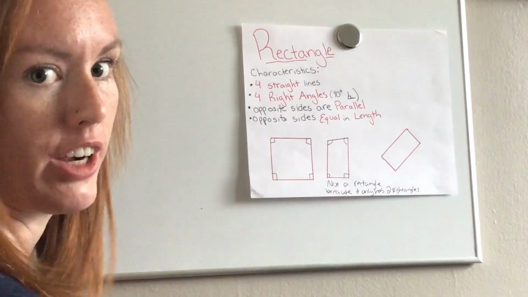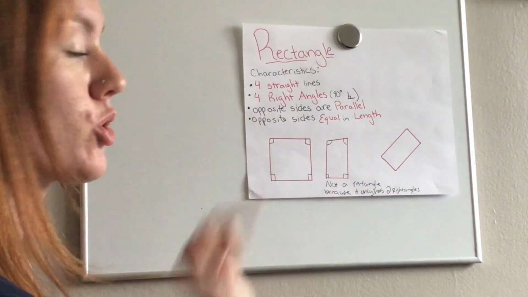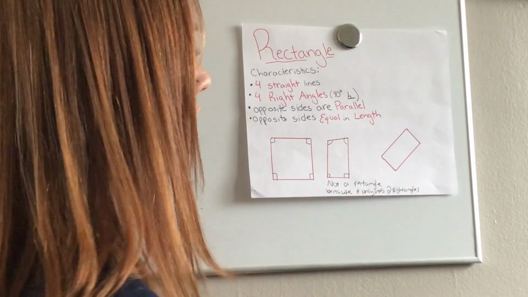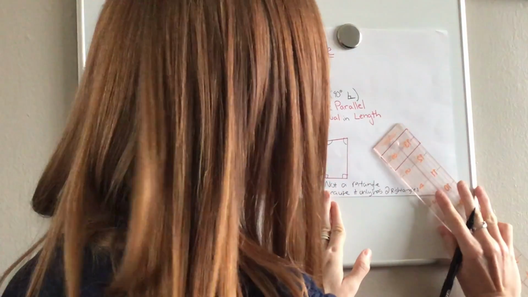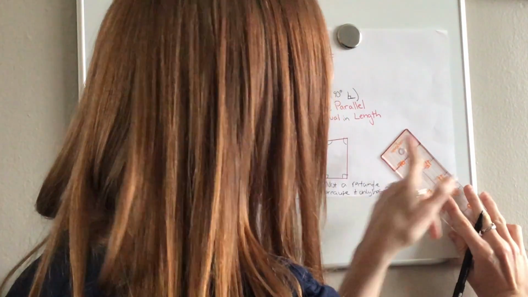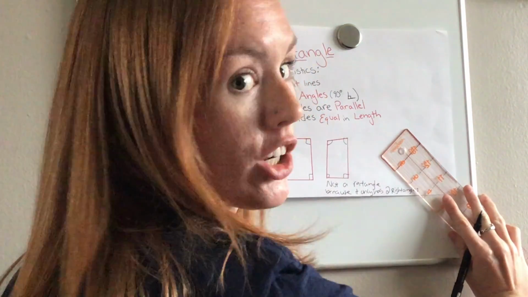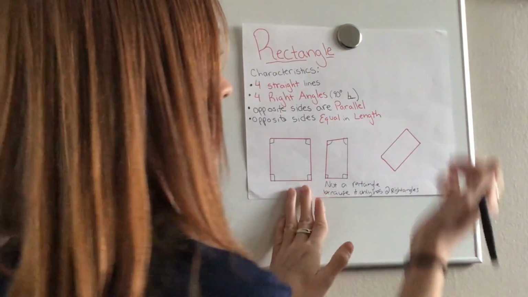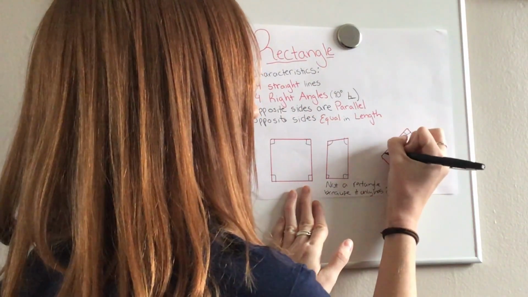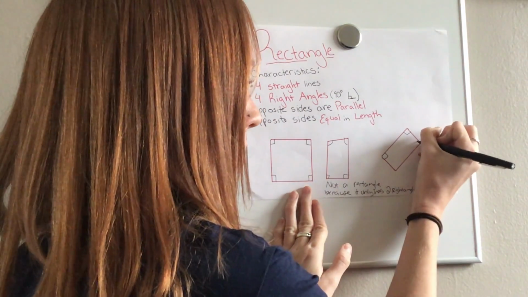But this one looks like a rectangle. We don't know for sure because we haven't looked at the other 2 qualifications. Let's take a look at these angles. If I put my straight edge in, they match up perfectly. So they are right angles. Same thing on the bottom.